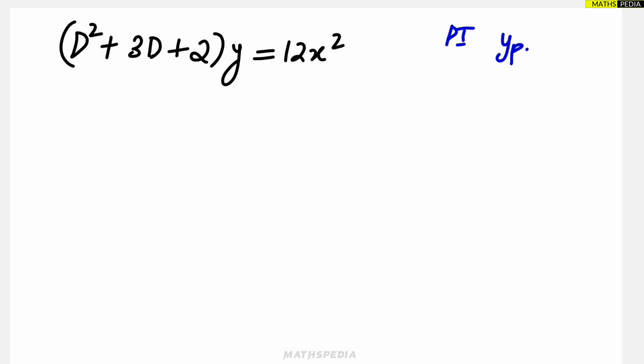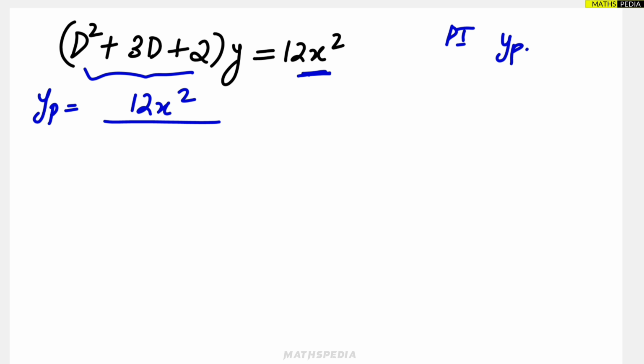So yp, how to find it whenever there is a polynomial on the RHS side? yp is equal to whatever is the polynomial, just write it in the numerator, divided by whatever is there as a function of D inside the bracket, which you have to write below: D square plus 3D plus 2. Okay, this much we can do. So this part will give you the yp value. One more very important thing: the numerator part always should be in ascending powers.